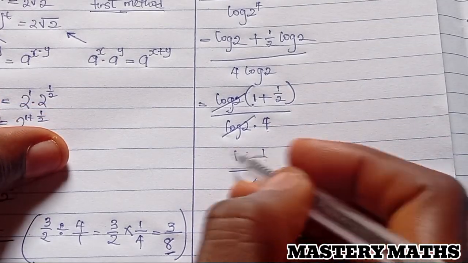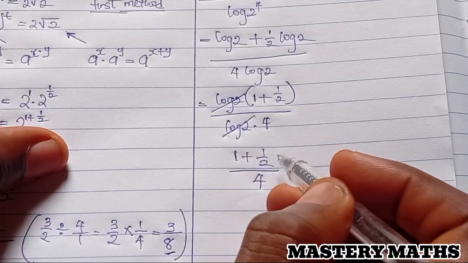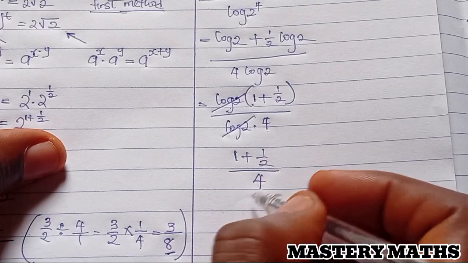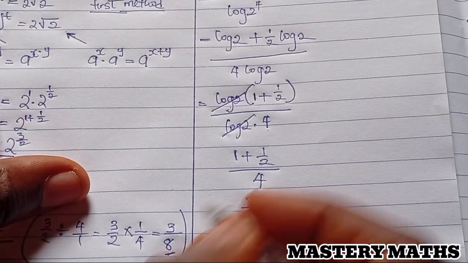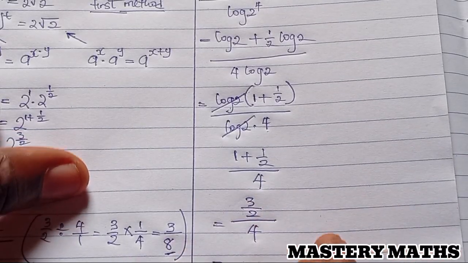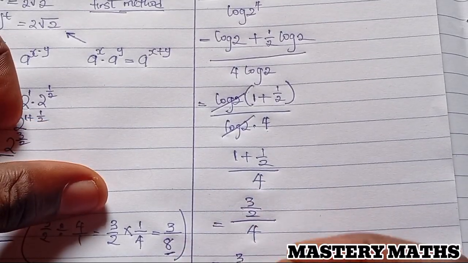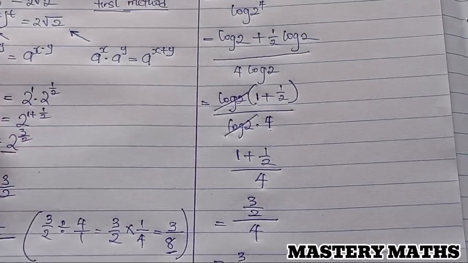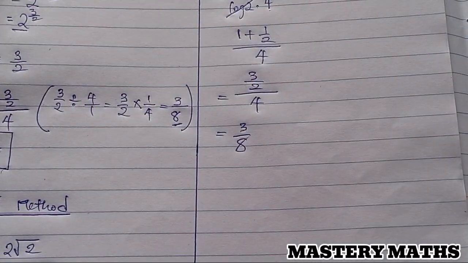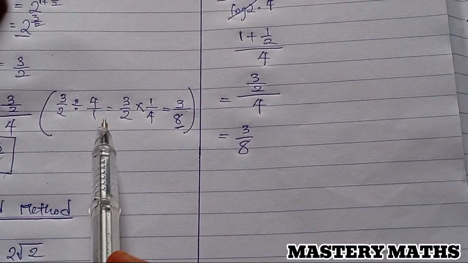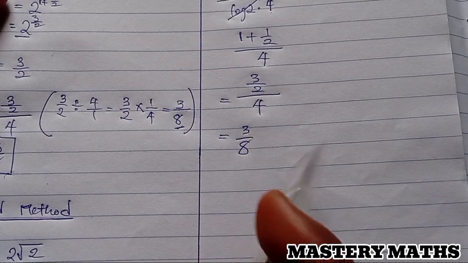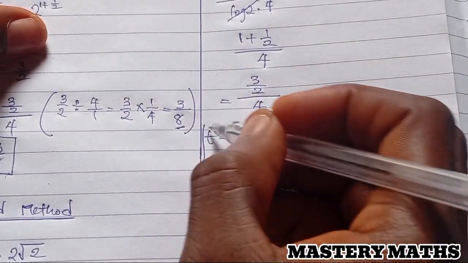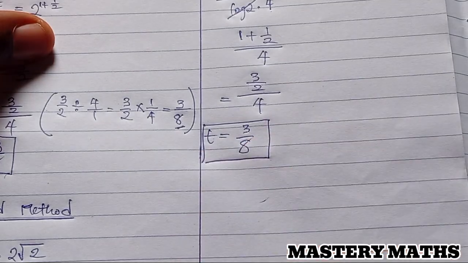So what should you do? When we add this together, 2 times 1 is 2 plus this 1 gives 3. You have your 3 over 2 divided by 4. If you do the same thing I did before, it's going to give you 3 over 8. So the second method gave us the same answer as 3 over 8.